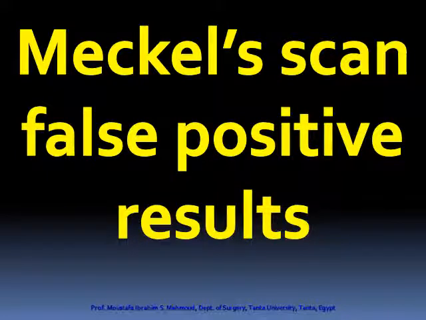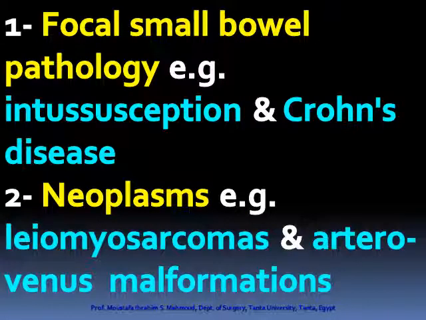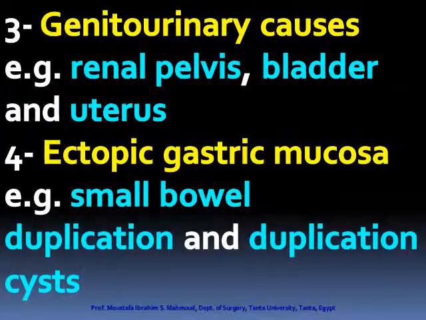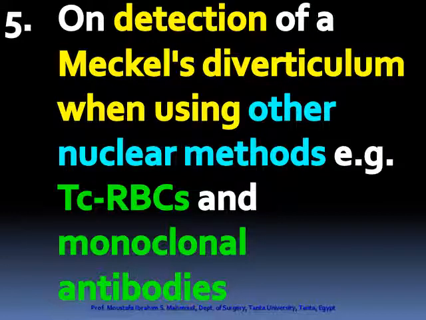Meckel's scan false positive results. Focal small bowel pathology like intussusception and Crohn's disease, neoplasms like leiomyosarcoma, and arteriovenous malformations. Genitourinary causes like renal pelvis, bladder and uterus. Ectopic gastric mucosa like small bowel duplication and duplication cysts. Detection of a Meckel's diverticulum when using other nuclear methods like technetium RBCs and monoclonal antibodies.